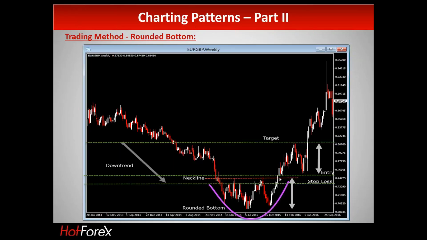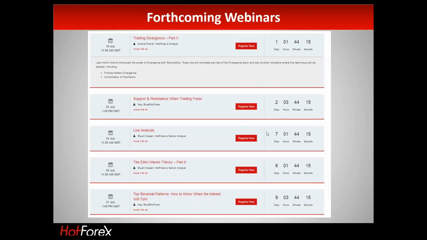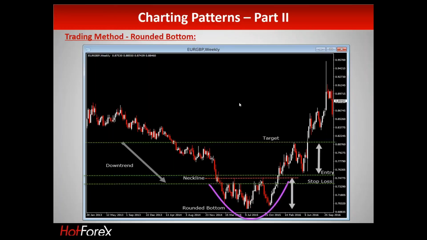Because it didn't get closer to the neckline, I entered long with stop loss below my neckline and the target at the same distance as the neckline and the bottom of my rounded bottom, the lowest price of my rounded bottom. So that was our charting patterns, which are quite advanced ones.